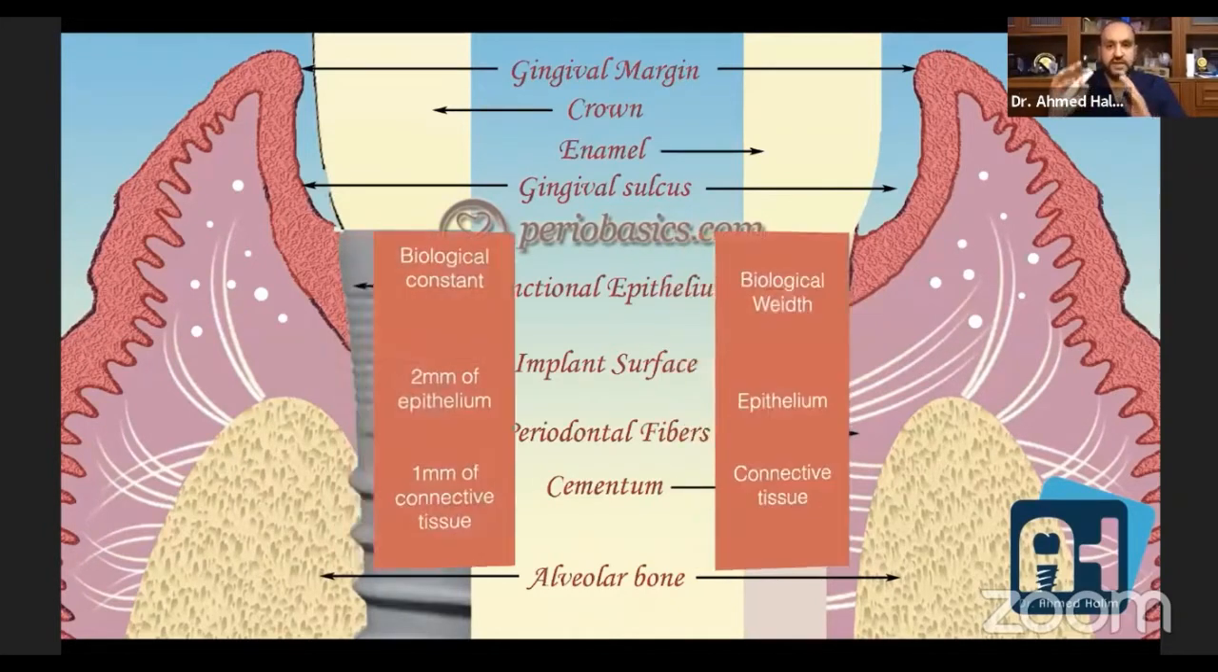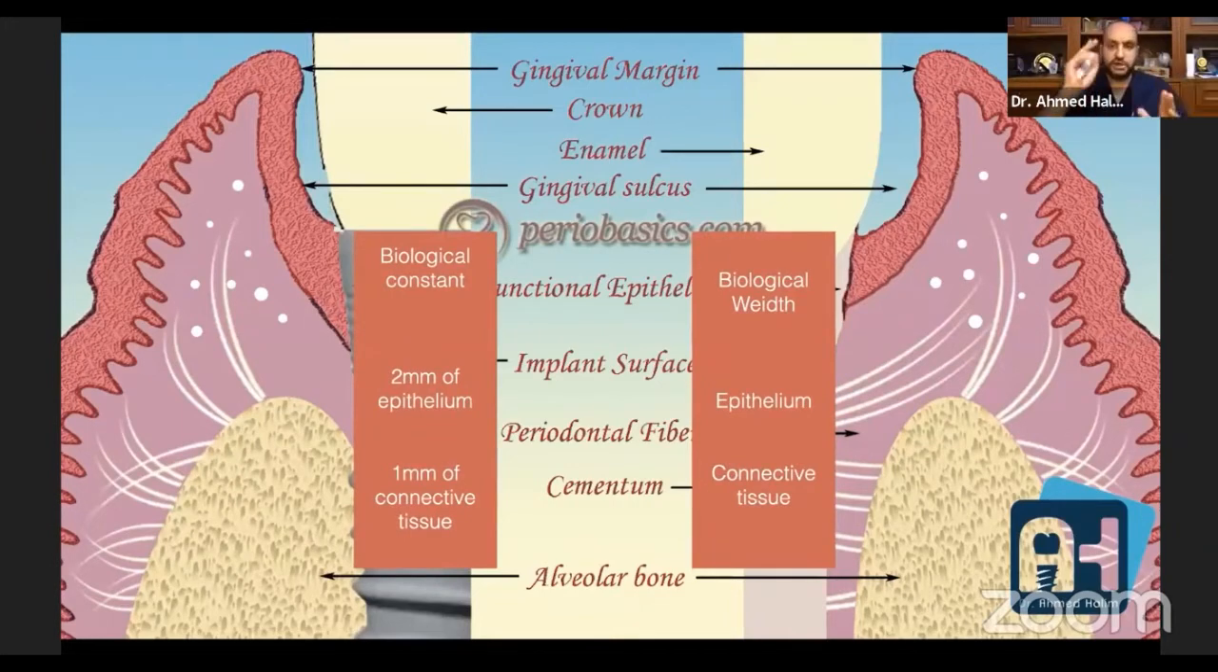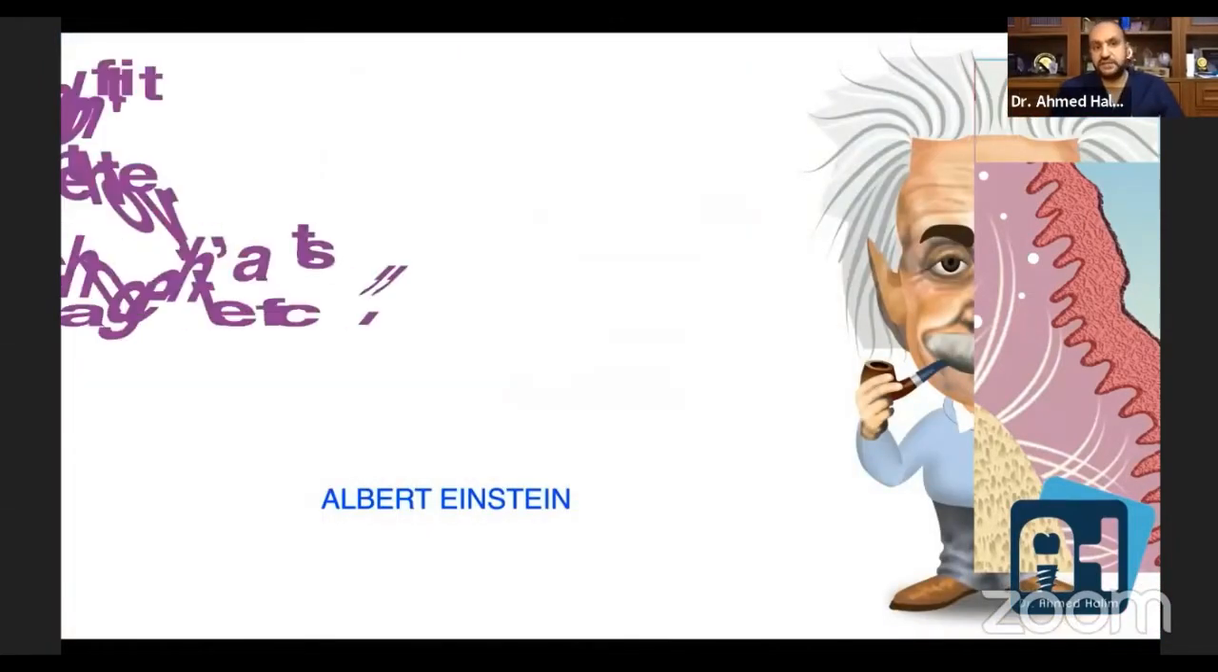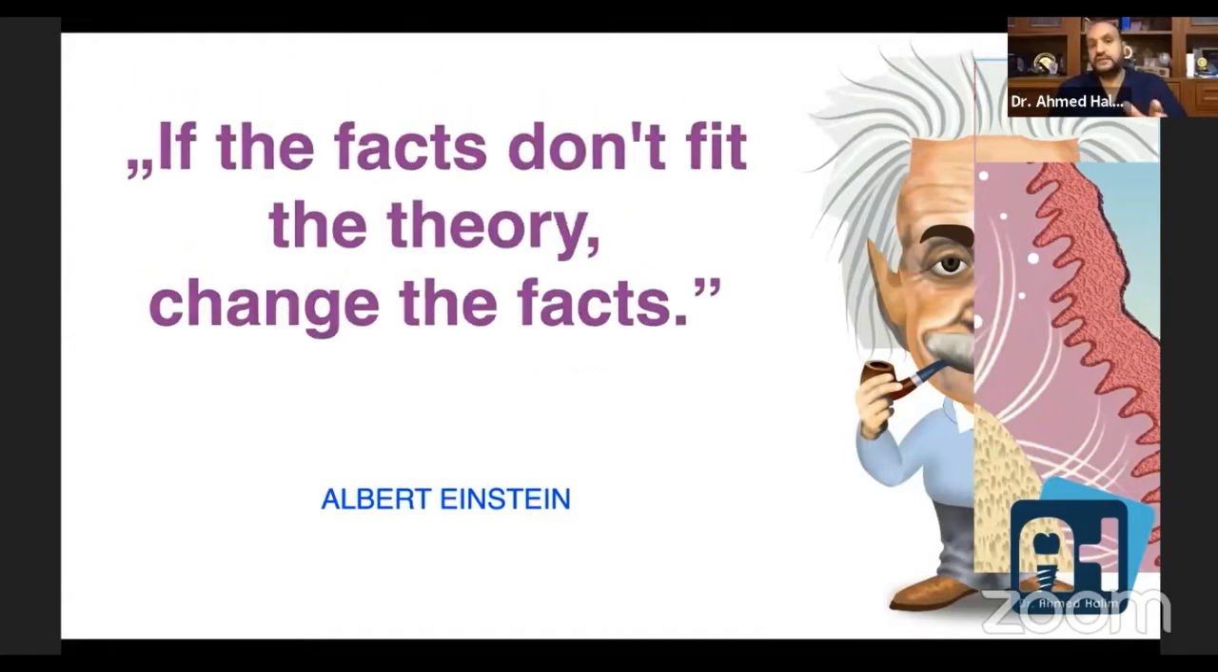biological width around dental implant and biological width around tooth, and the biological constant around dental implant, which is 2 millimeters of epithelium and 1 millimeter of connective tissue. So you all have to remember this. Great. Albert Einstein said, if the facts don't fit the theory, change the facts. You can change everything. You can do new work every day and you can change all the facts that you believe in.